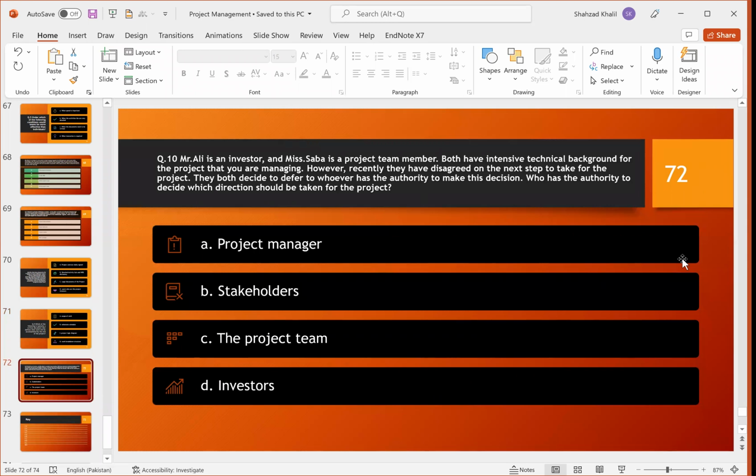Mr. Ali is an investor and Ms. Sabha is a project team member. Both have intensive technical background for the project that you are managing. However, recently they have disagreed on the next step to take for the project. They both decided to defer to whoever has the authority to make this decision. Who has the authority to decide which direction should be taken for the project? A, project manager, B, stakeholder, C, the project team, and D is the investor. A. No, the correct answer is C. The project team has the authority because it has different persons in it to change the direction of the project.